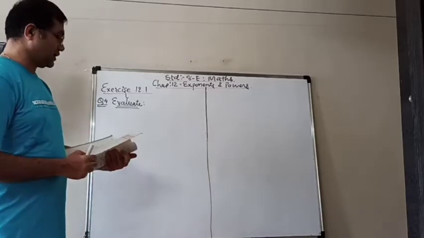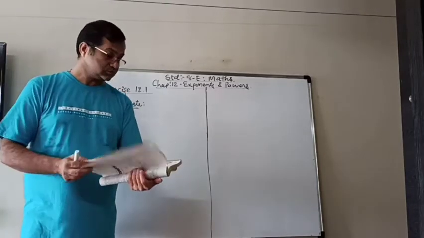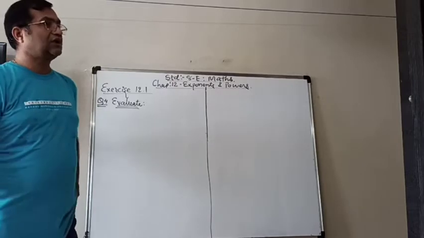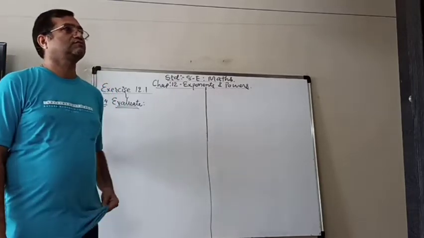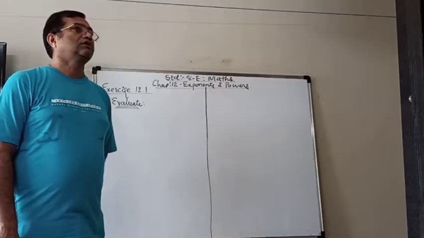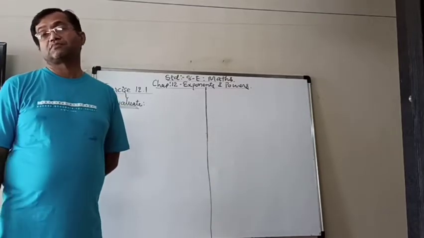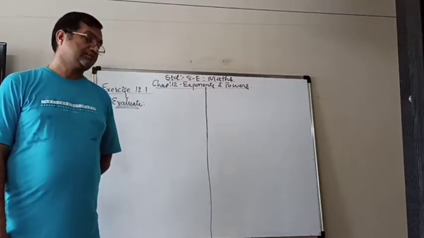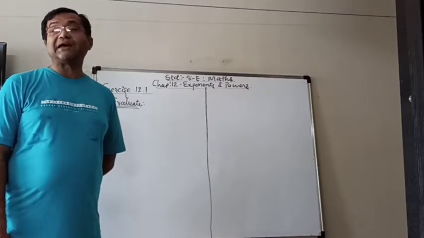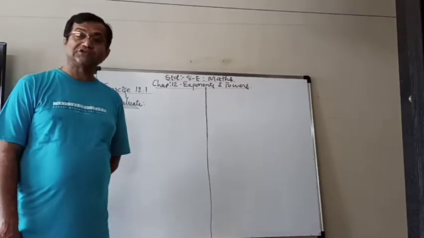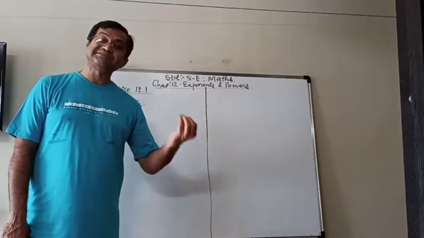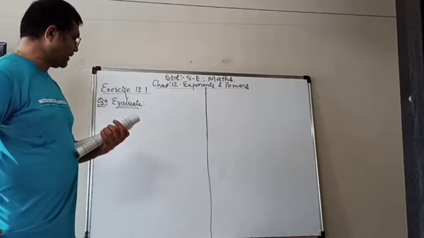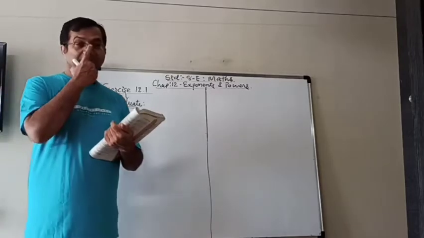Chapter number 12, Exponents and Powers, in which we revise all the laws of the exponents, and also we understand that those laws can be applied when the exponents are negative also, means power is negative also, then the laws are same. We started exercise 12.1 and finished question number 1, 2 and 3. Let's start with the question number 4.